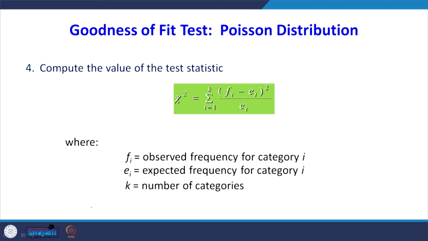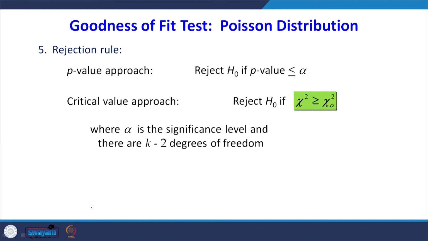Remember here also the value of the expected frequency should be 5 or more. If the expected frequency is not 5 or more, you have to collapse certain intervals and make it so that the expected frequency is 5 or more. We will see that example also here.